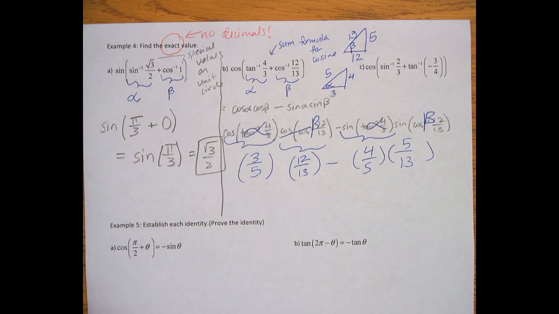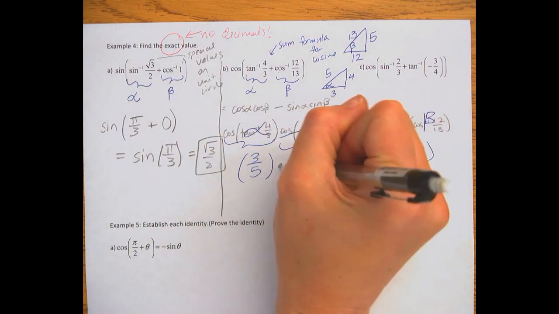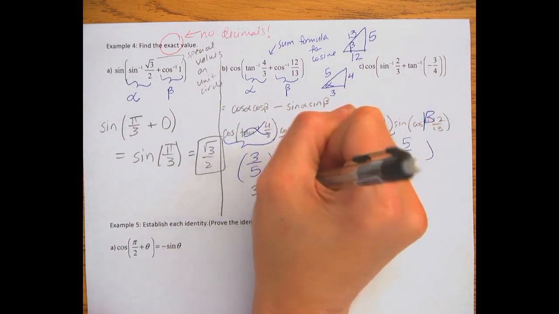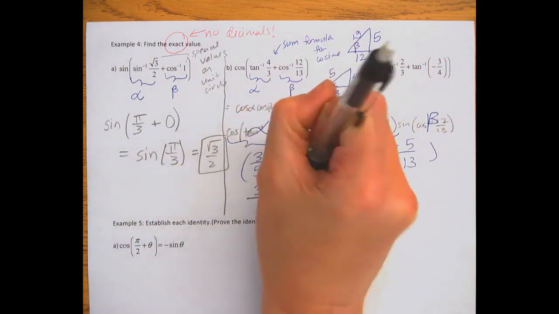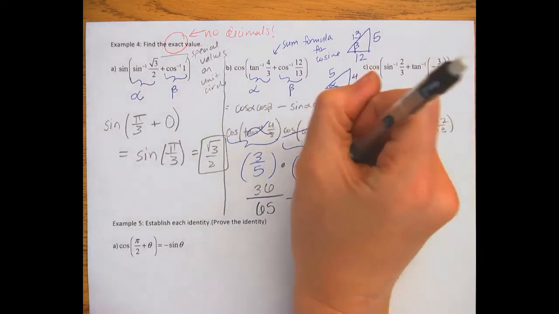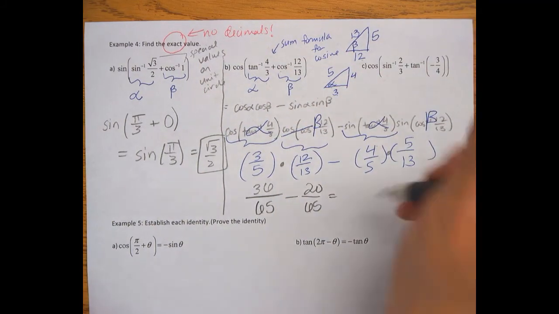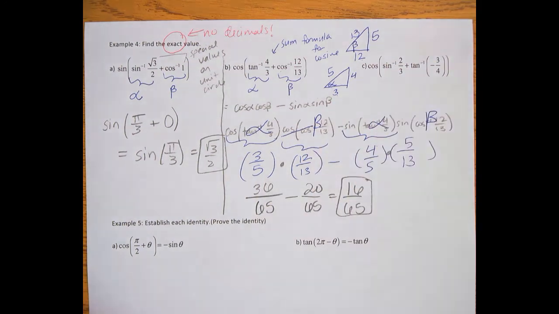And then I just simplify from there. So then I get 3 times 12. These are being multiplied together. So 3 times 12 is 36 over 5 times 13, which is 65, minus 20 over 65. So the final answer in exact form would be 16 over 65.